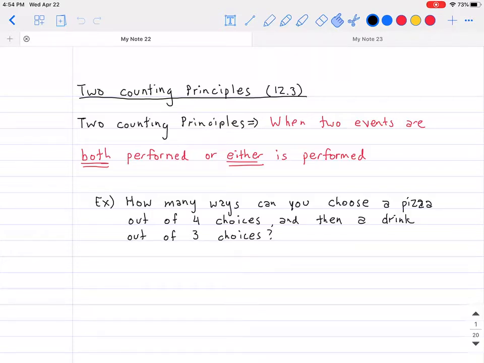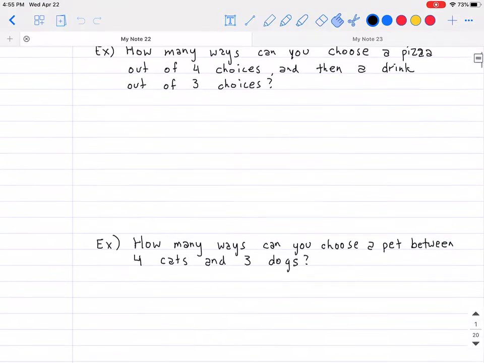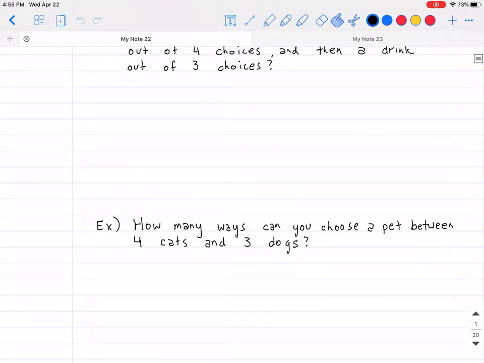To give an example of what I'm talking about, here are some of those two counting principles. One example would be: how many ways can you choose a pizza out of 4 choices and then a drink out of 3 choices? Here you have two events and you want one to happen and then another one to happen. So this is basically the case of both events being performed.